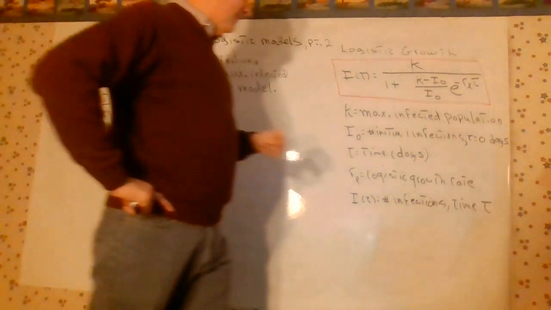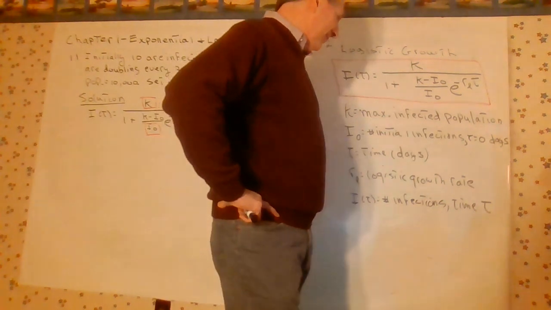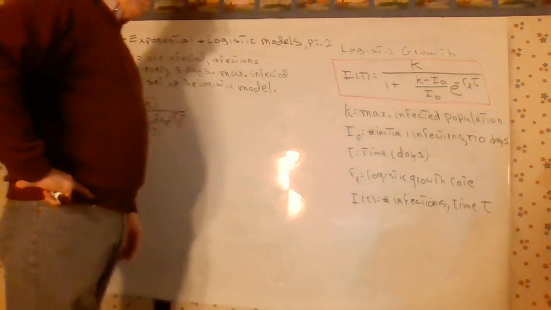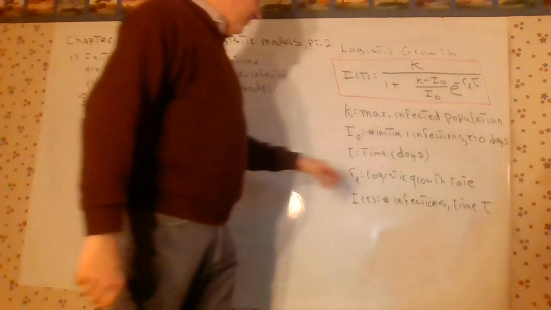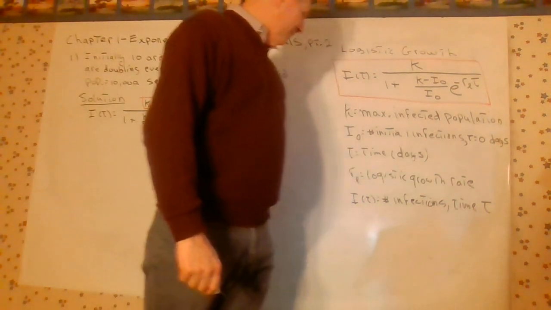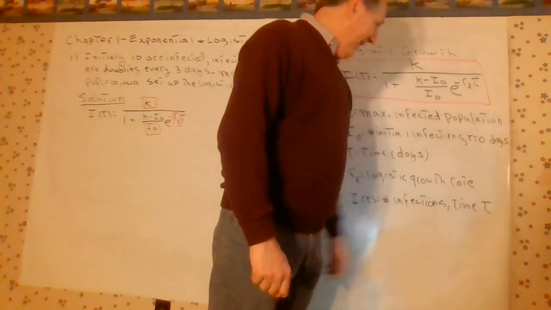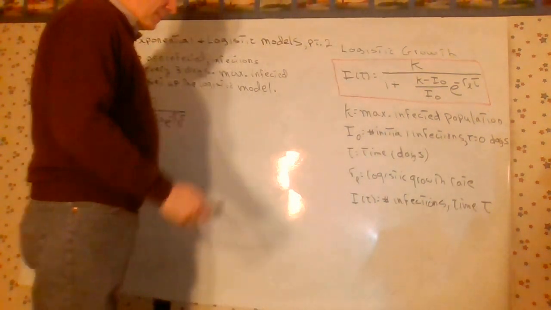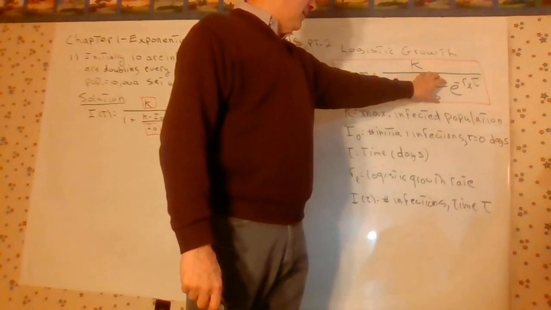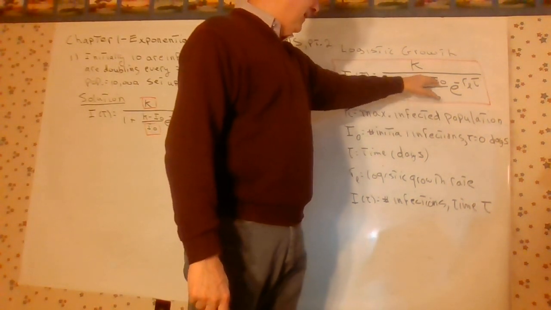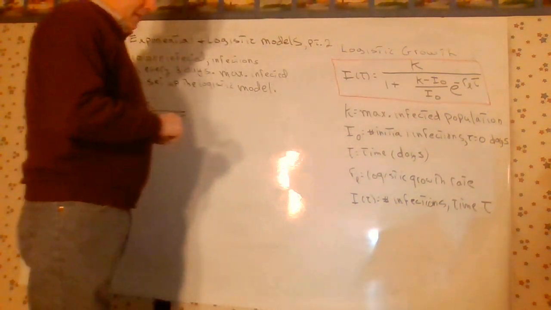I0 is the initial infections at t equals 0. t is time in days, like we said before. It can be any time unit, but days is the most convenient. R_L is the logistic growth rate, and I(t) is the number of infections at time t. One thing to keep in mind is that this fraction is just a numerical coefficient, so once we know K and I0, we can simplify this model down considerably.